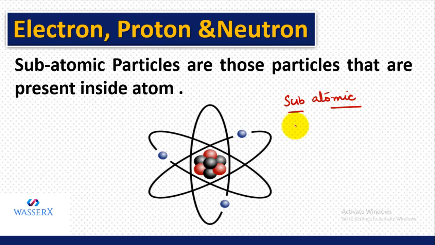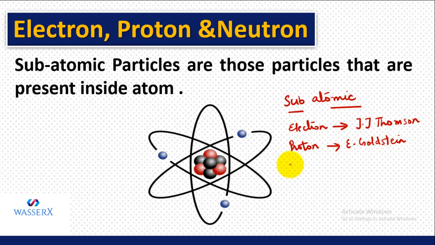And those subatomic particles were discovered by scientists. The subatomic particle electron was discovered by J.J. Thomson. This was the first discovery of a subatomic particle. Next, proton, another subatomic particle, was discovered by E. Goldstein. The third subatomic particle is neutron, and it was discovered by Chadwick.